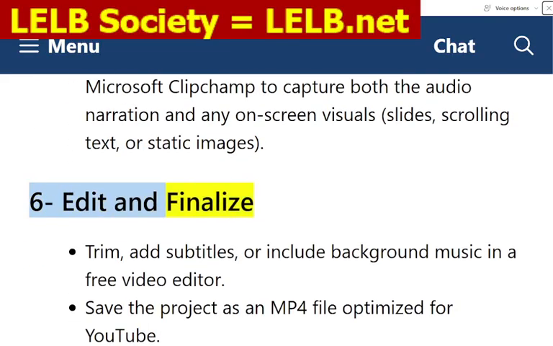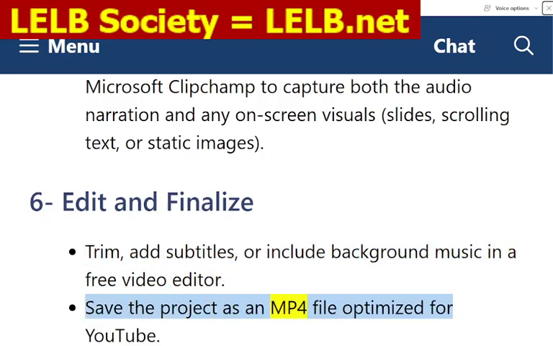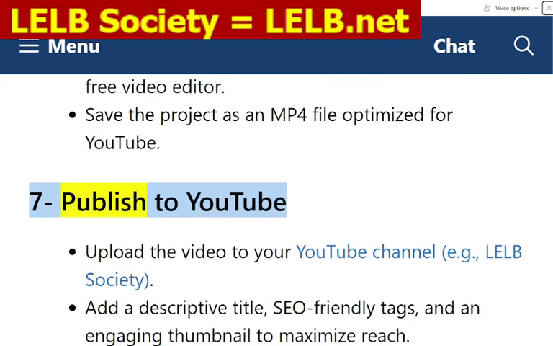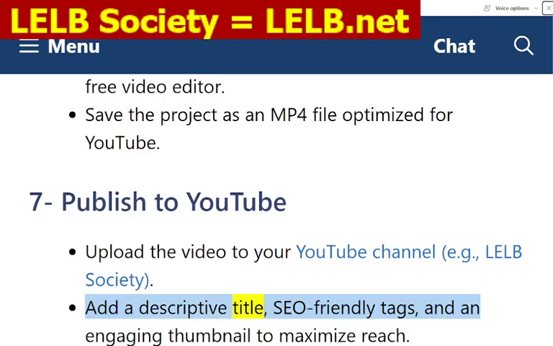6. Edit and finalize. Trim, add subtitles, or include background music in a free video editor. Save the project as an MP4 file optimized for YouTube. 7. Publish to YouTube. Upload the video to your YouTube channel, e.g., LELB Society. Add a descriptive title, SEO-friendly tags, and an engaging thumbnail to maximize reach.